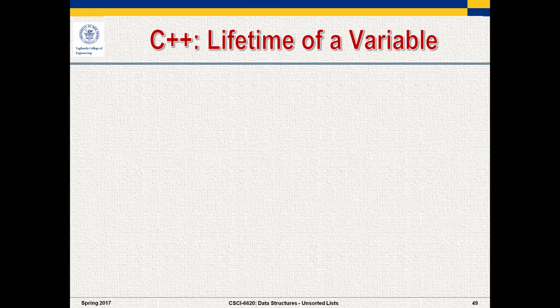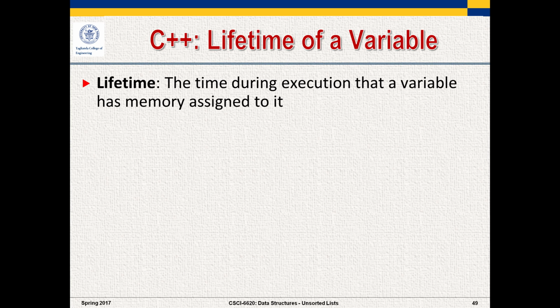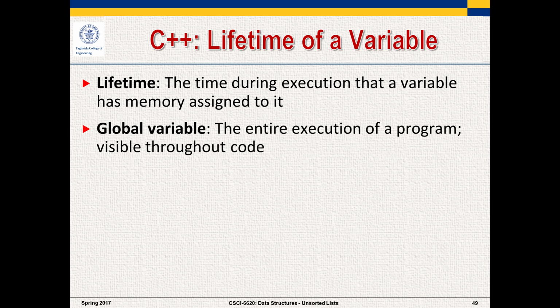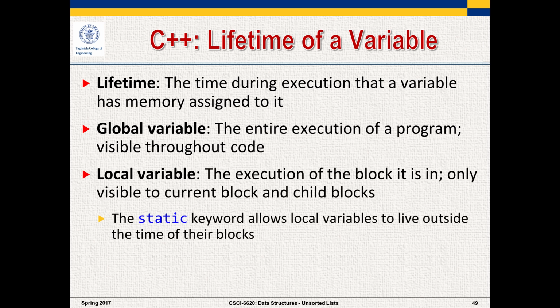This is just as an aside in terms of C++. And this has to do with allocation, when things get allocated. That's why we bring this up here. The term lifetime means how long a variable, when you create a node or something like that, an array, how long does it have the memory assigned to it? If it's a global variable, it's basically the entire execution of the program. So it's visible also throughout the code.